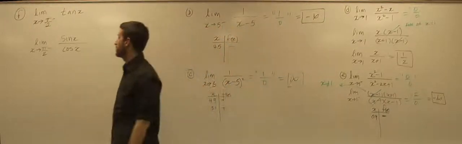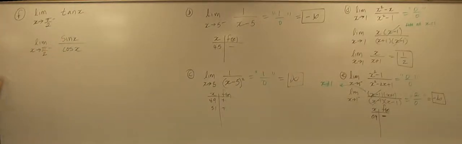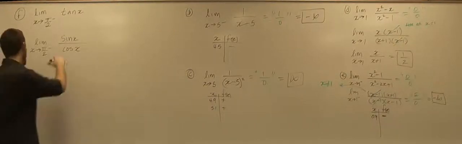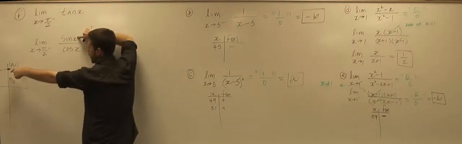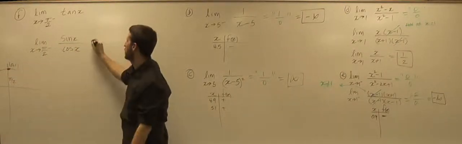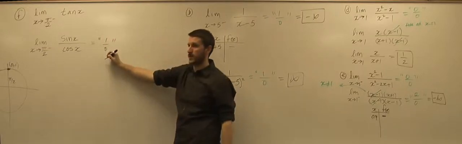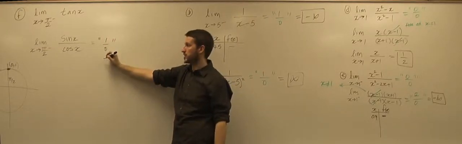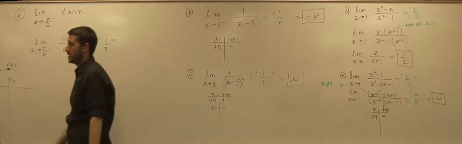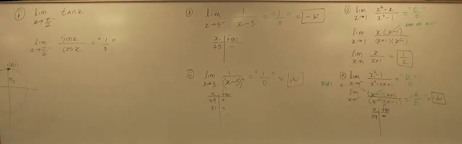1 over 0. Yeah, if you plug pi over 2 in, here's your unit circle, here's pi over 2, here's 0, 1. So sine at pi over 2 will be 1, cosine at pi over 2 will be 0. So this is 1 over 0. It's telling you infinity. And the whole trick is to just figure out the sign. Positive.